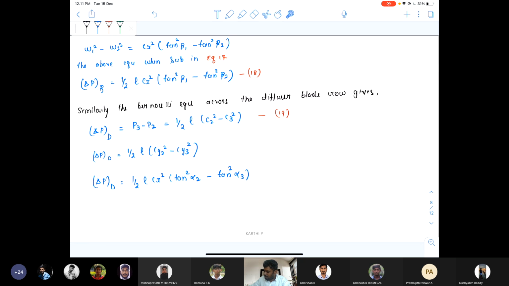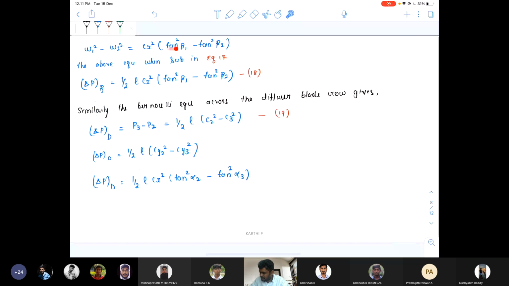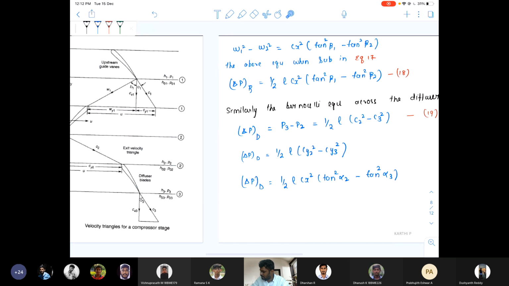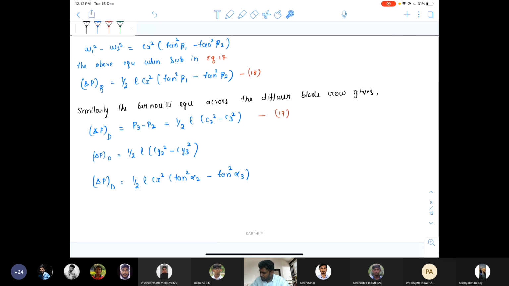Again, since we have taken this from equation 12a and 12b, considering equation number 12a and 12b, we have rearranged this equation. That is, after substituting in the equation number 12, we have arrived at an equation which states that W1 square minus W2 square is equal to Cx square into tan square beta 1 minus tan square beta 2.